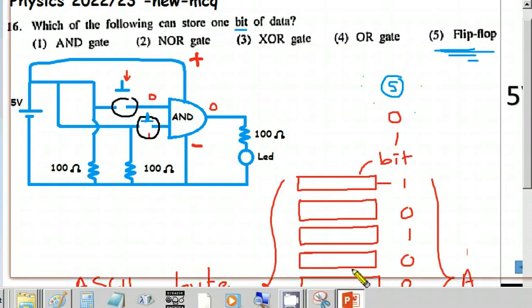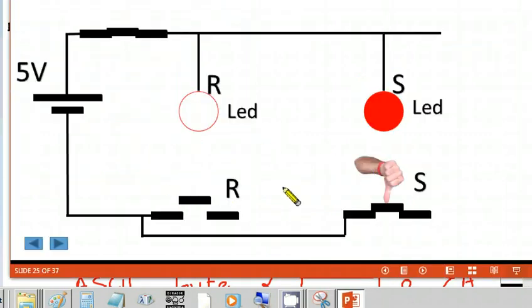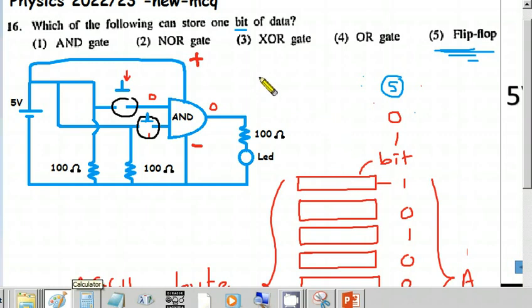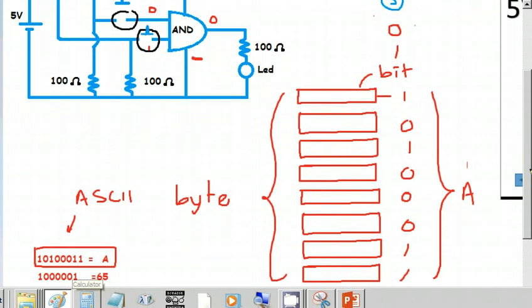But here, you watched it, even though you put off the switch like this, it doesn't change. Only the first time it changes. After that it doesn't change. So that is why we say it can store data. So that is a memory. So I think you understood this.